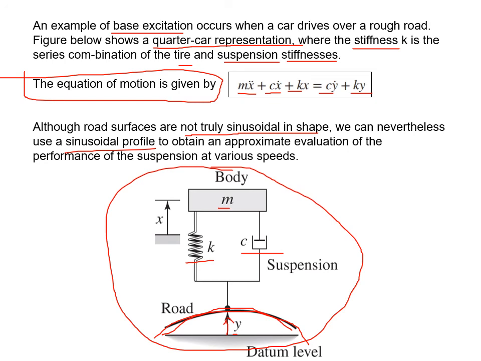Again, the thing to note is this is the quarter car representation, so this is just going to be 1/4. You're going to have 4 of these representing each of your wheel axle suspension systems for the car.